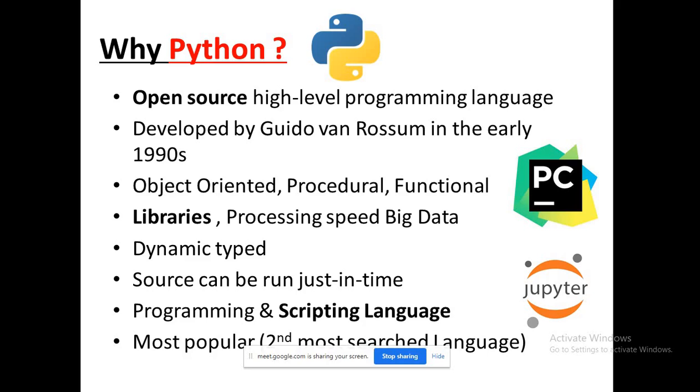One more advantage of Python is it is object oriented as well as functional. If you go for other languages, they may be mostly object oriented and some are functional, but we can implement both the procedures using Python. And Python is very easy to learn, so anyone can learn Python. You don't need to learn too many things, even a 10th standard student can learn Python.